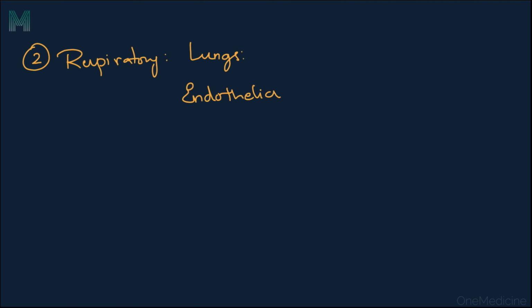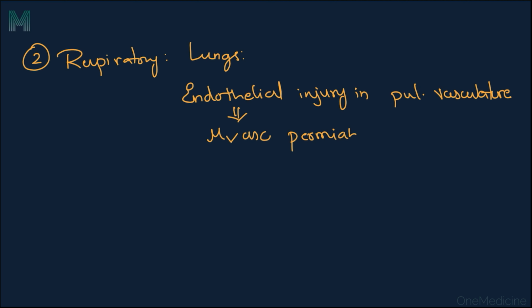The second organ system that we are looking at is the respiratory system, in particular the lungs. Excessive endothelial injury in the pulmonary vasculature disturbs the capillary blood flow and enhances the microvascular permeability and results in interstitial and alveolar pulmonary edema.